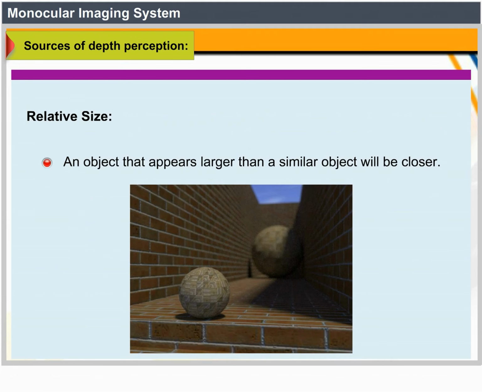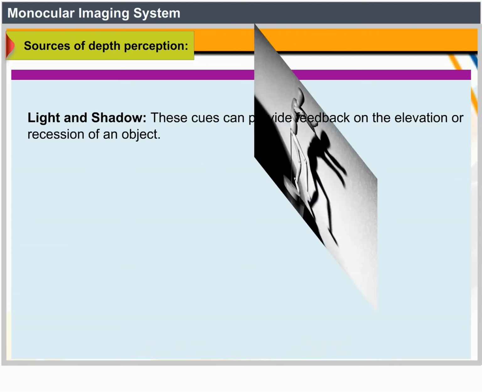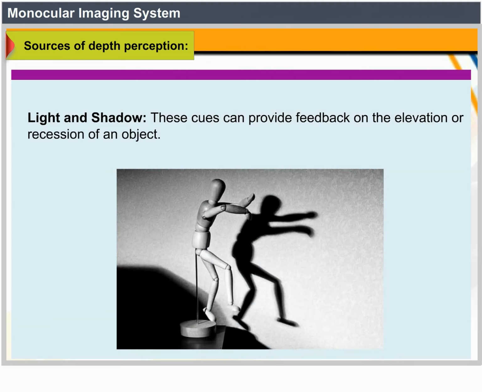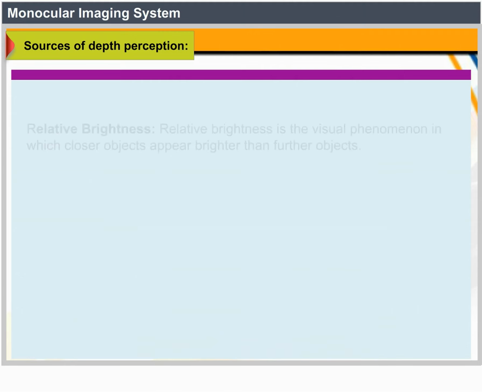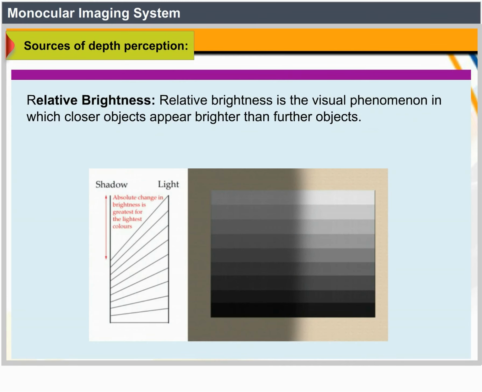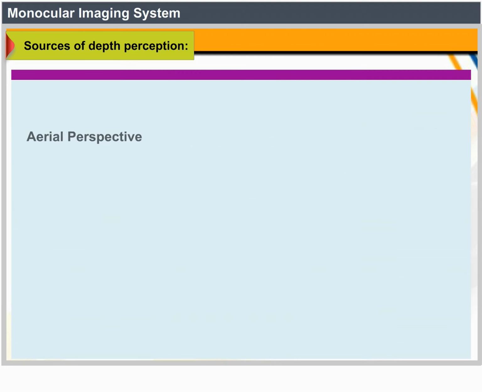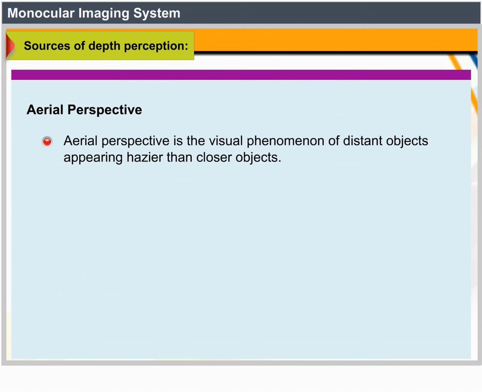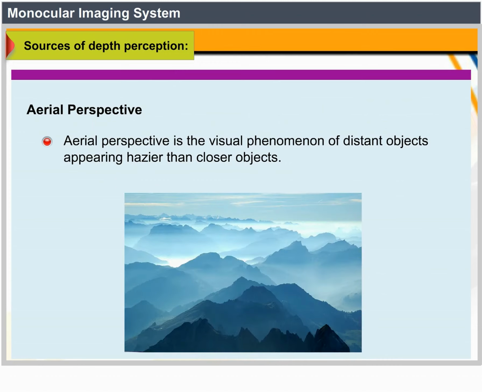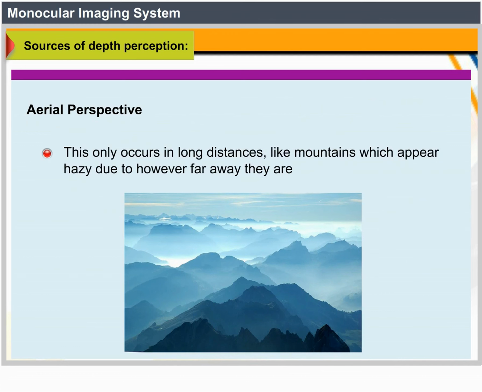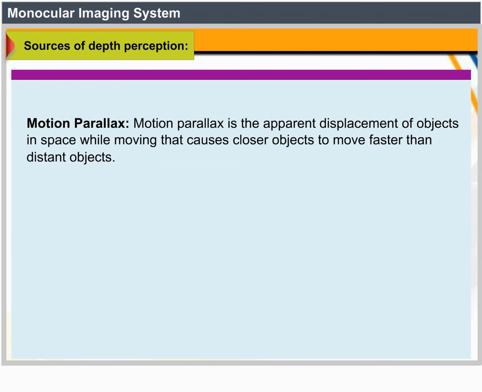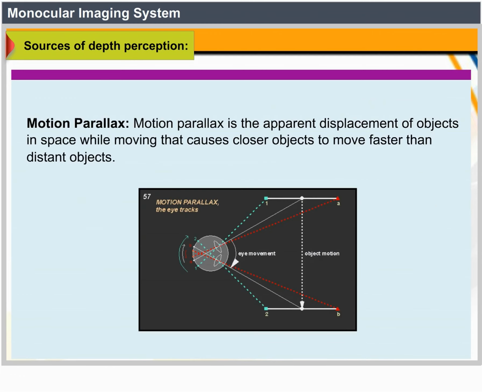Light and shadow. These cues can provide feedback on the elevation or recession of an object. Relative brightness is the visual phenomenon in which closer objects appear brighter than further objects. Aerial perspective is the visual phenomenon of distant objects appearing hazier than closer objects. This only occurs over long distances, like mountains, which appear hazy due to how far away they are. Motion parallax is the apparent displacement of objects in space while moving that causes closer objects to move faster than distant objects.